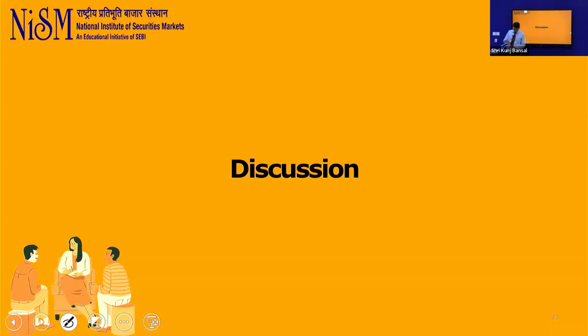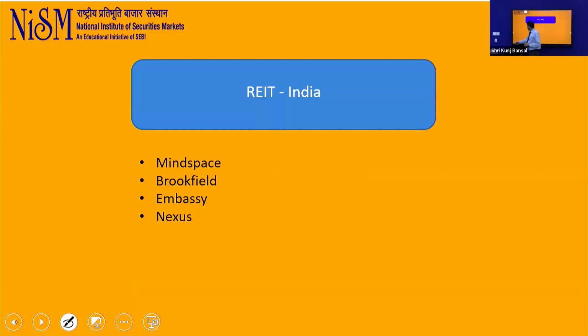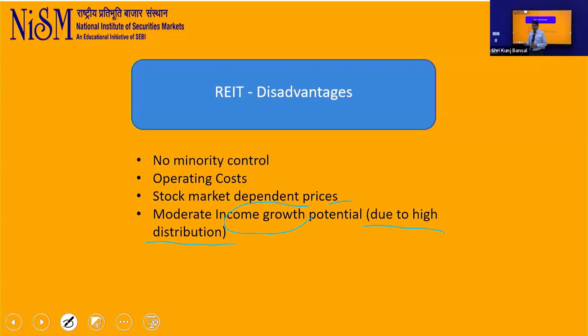Yes, so we have taken all these 4 names: Nexus, Brookfield, Mindspace, and Embassy. Disadvantages slide somebody wants to see. Okay, quickly I'll take you back. All those are actually very insignificant disadvantages compared to the advantages that we saw.